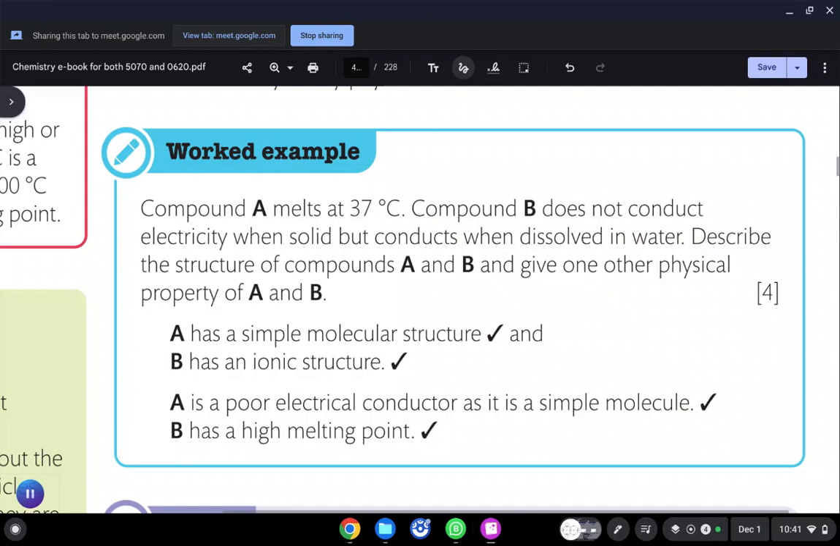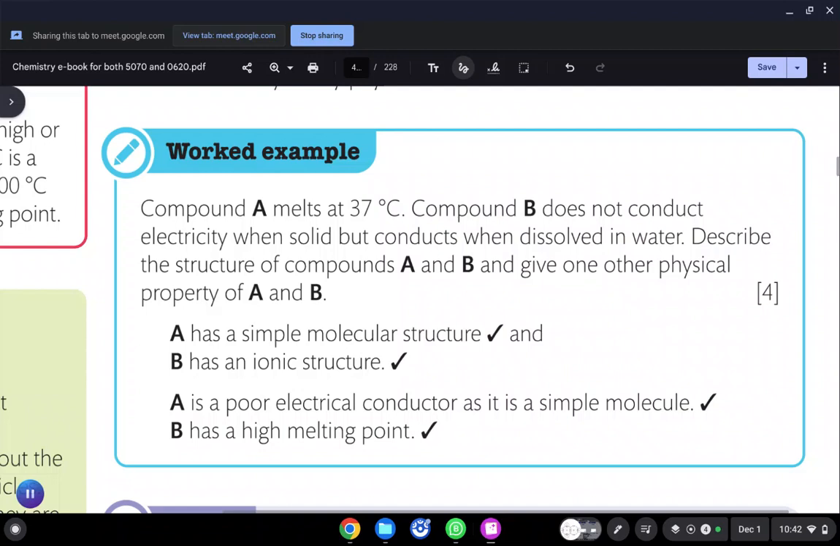So we can deduce that compound A is a simple molecular structure because of its low melting point, and B is an ionic structure because it conducts electricity when dissolved in water but not in solid. Okay, then it was required that we give another physical property. Like A, it is mentioned that it has a low melting point, so another should be that it is a poor electrical conductor because it is a simple molecule.